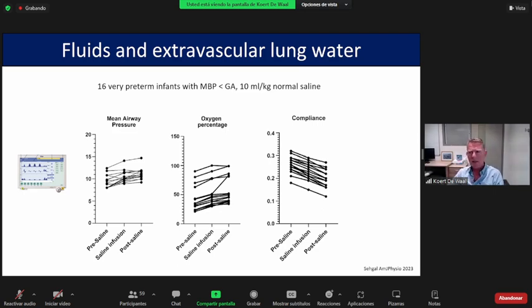I was surprised here to not see any significant changes between the populations, but we can probably ask Arvind a little bit later. I think he's online.